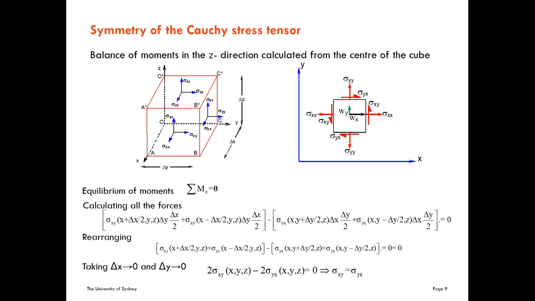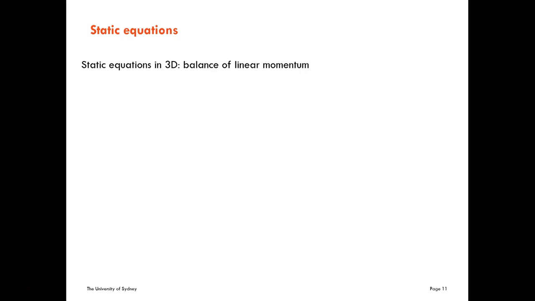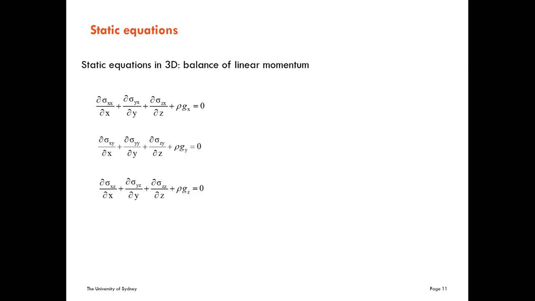Let's write the equations in 3D. So in 3D you have these equations. Balance of forces in X, balance of forces in Y, balance of forces in Z. And then the balance of moments, so we can define a vector of 6 components. Only 6 components, not 9, because sigma xy is going to be equal to sigma yx, and so on. So we have 6 components.